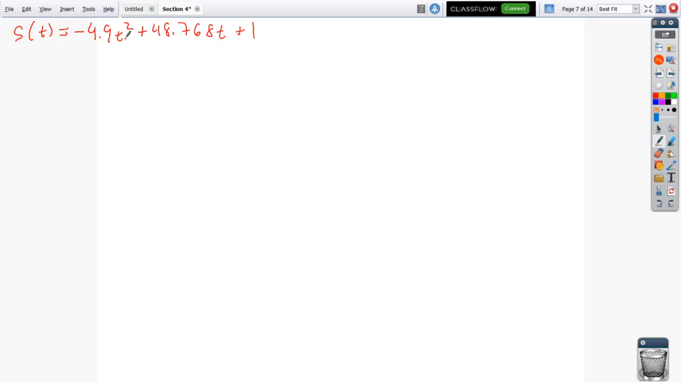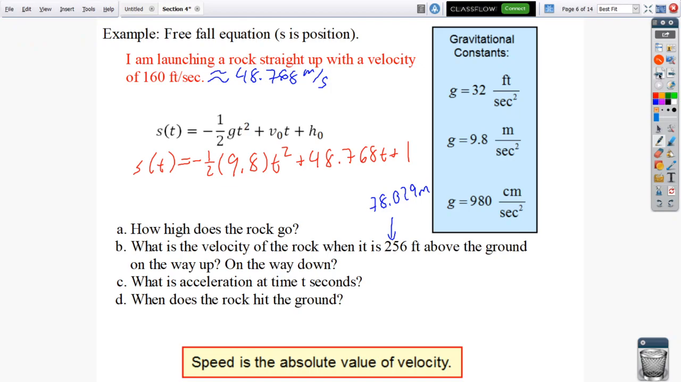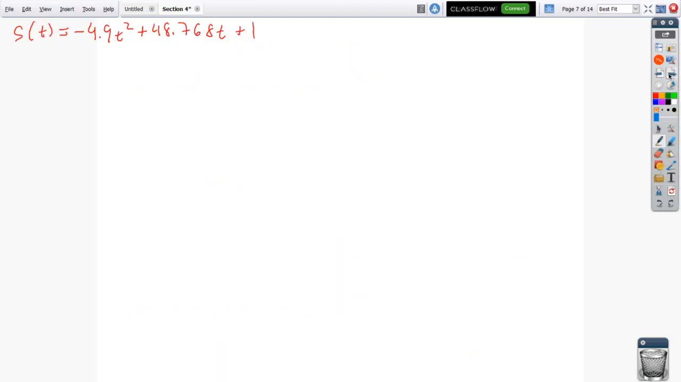We got s of t is equal to negative 4.9 t squared plus 48.768 t plus 1. All right, so I just took the equation and wrote it down again on a blank piece of paper so I had enough room to write it. So now what we want to know is how high does the rock go? Or the not kitten, I guess is what we're calling it. So for part A, how high does this object go into the air?